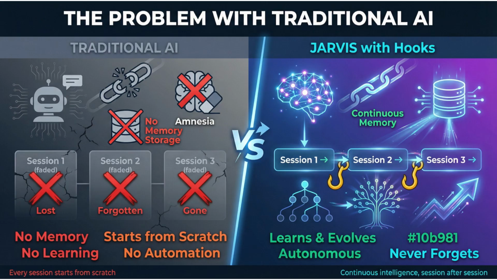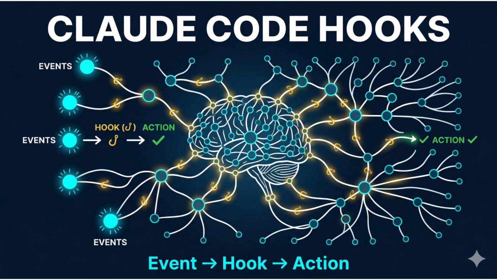We needed JARVIS to remember context, learn from patterns, and act autonomously. But how do you make an AI that doesn't just respond, but also observes, learns, and evolves? That's when we discovered Claude Code hooks. Think of them as event listeners for your AI's brain. Every time something happens, a session starts, a message is sent, context is about to compact, Claude Code fires an event. And with hooks, you can intercept that event and run custom code. It's like giving your AI a nervous system that reacts to stimuli automatically.